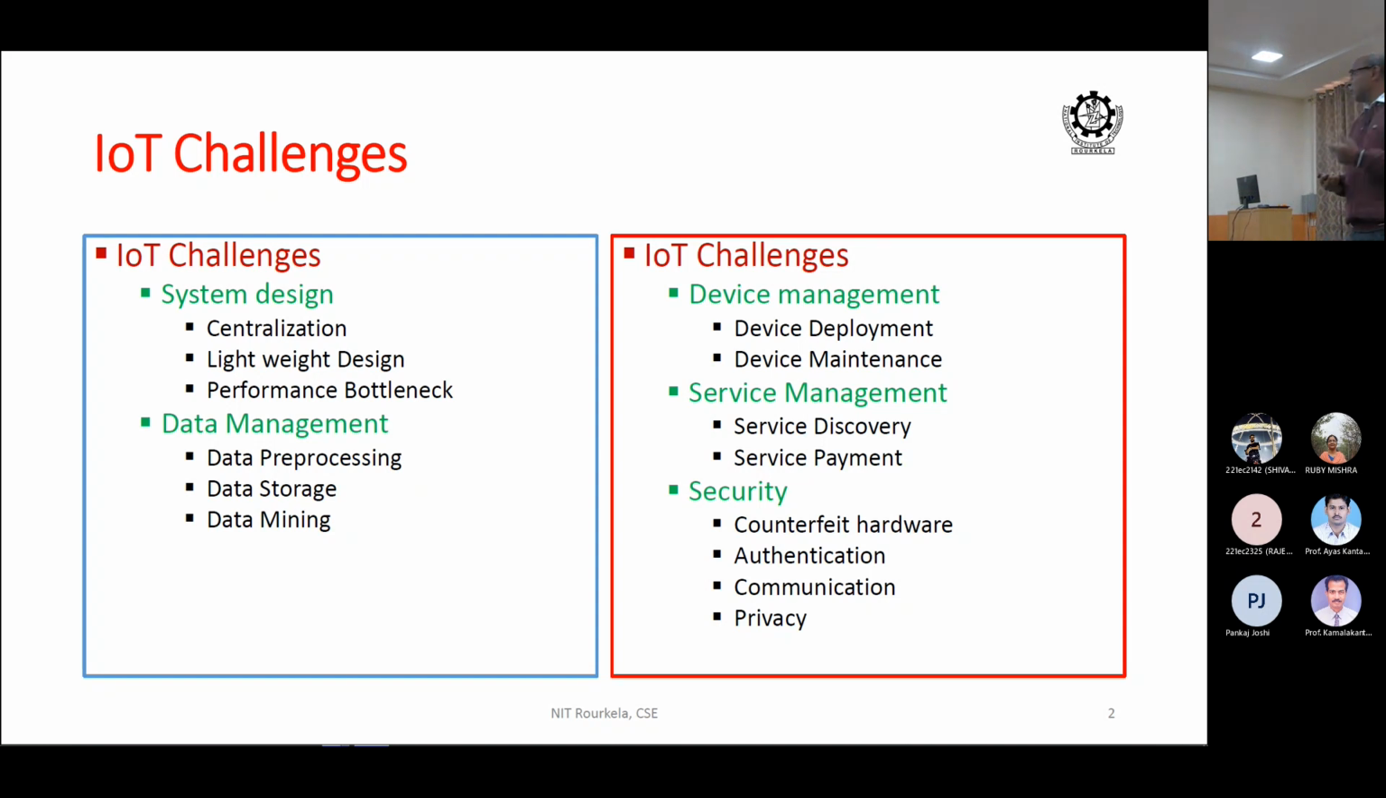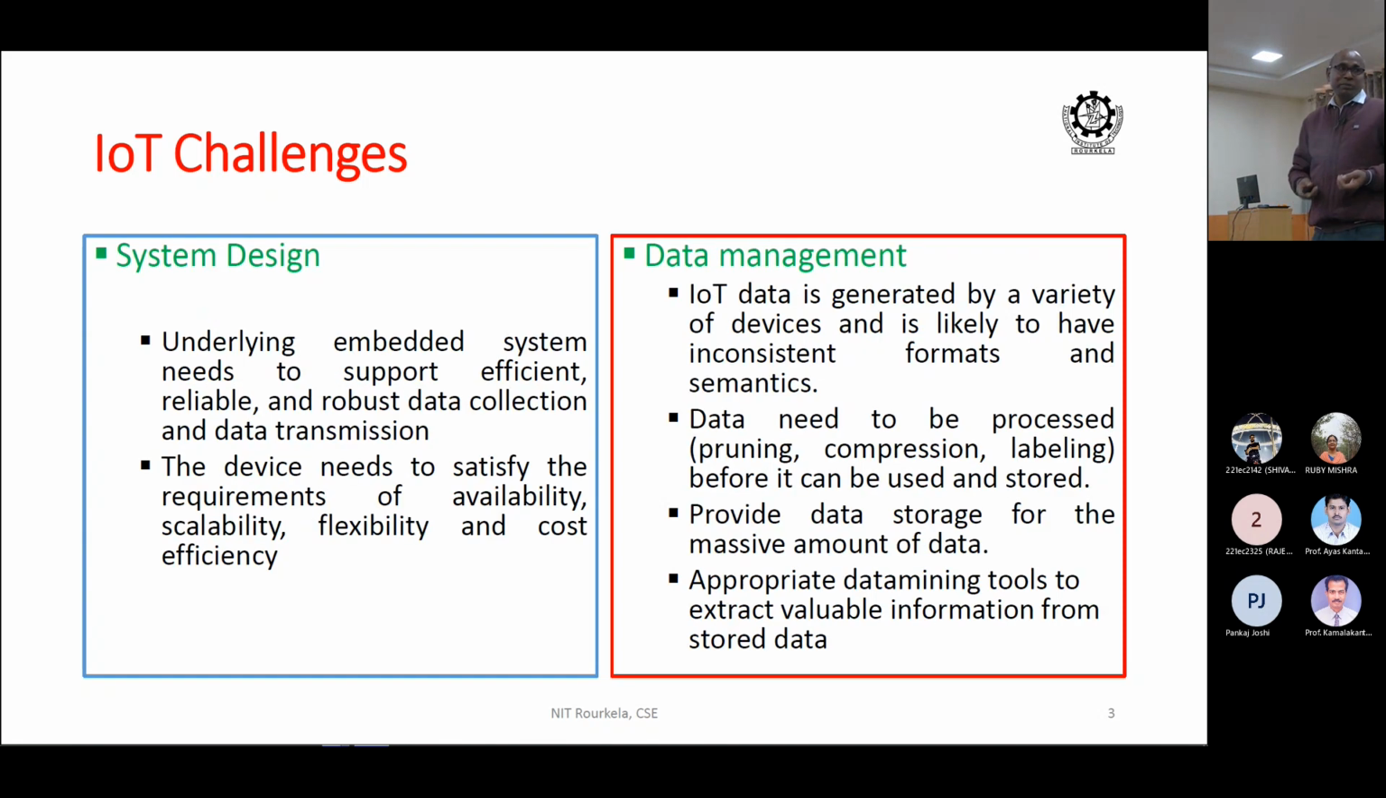Then security itself is a very serious issue, specifically the use of counterfeit hardware. If you install counterfeit hardware, then through this counterfeit hardware you can launch an attack. But how do you detect that a piece of hardware is counterfeit? It's a good challenge to detect counterfeit hardware. Then how do you authenticate the devices? With prolonged communication among the devices, there is another serious issue with the privacy of the data. How do you maintain the privacy? So let's look at each of them.